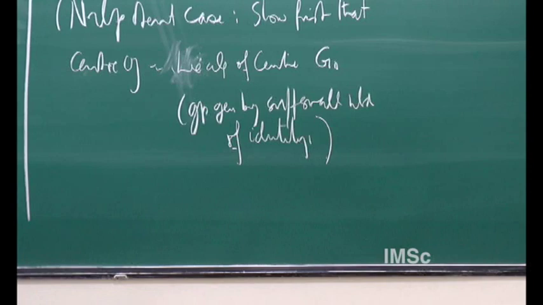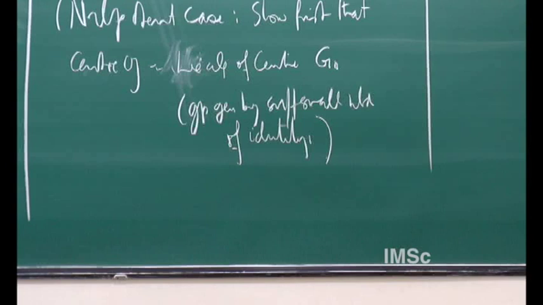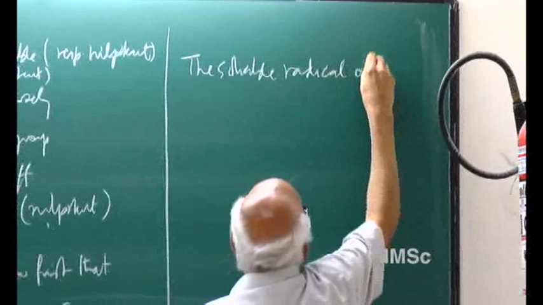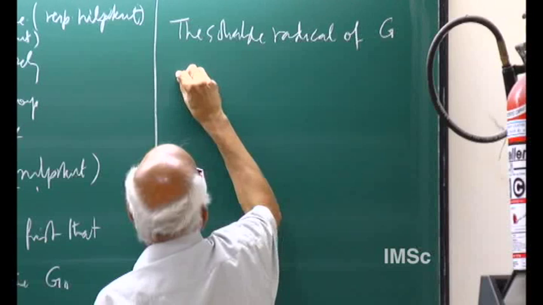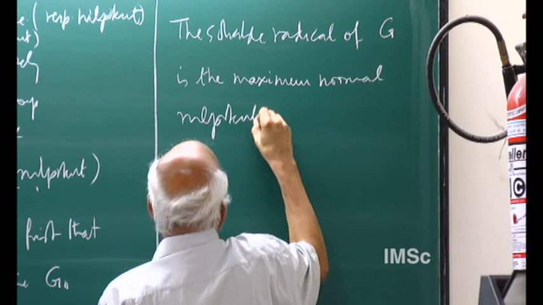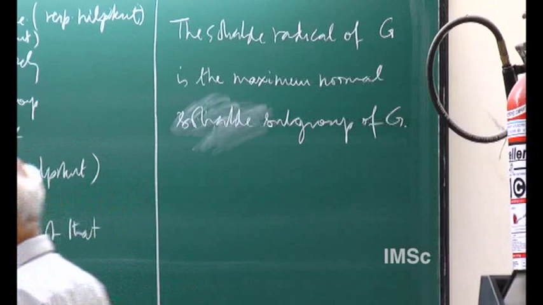So it follows therefore that to study groups, a lot of information can be got out of the Lie algebra. Solubility, nilpotence all come out of that. And therefore, the soluble radical of G by definition is the maximum normal soluble subgroup of G. And that's the definition. It follows immediately from these considerations.